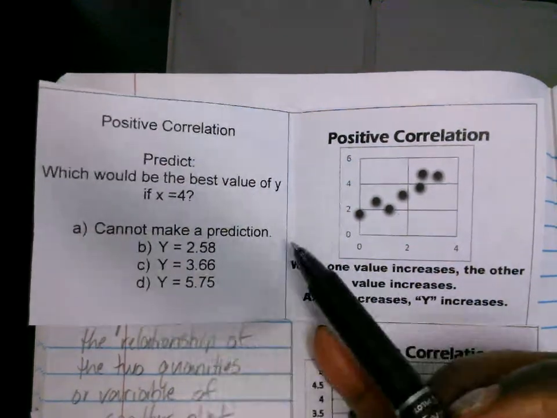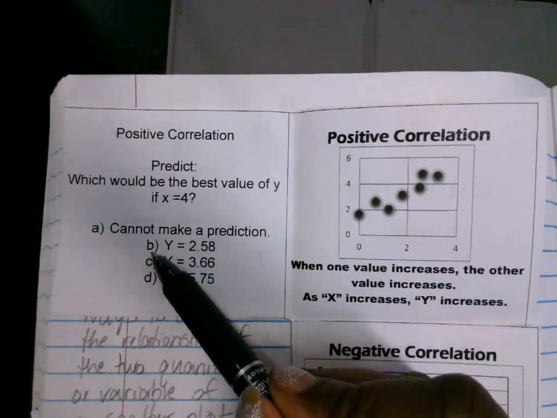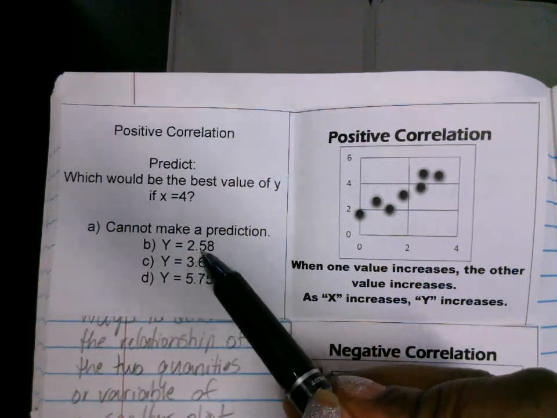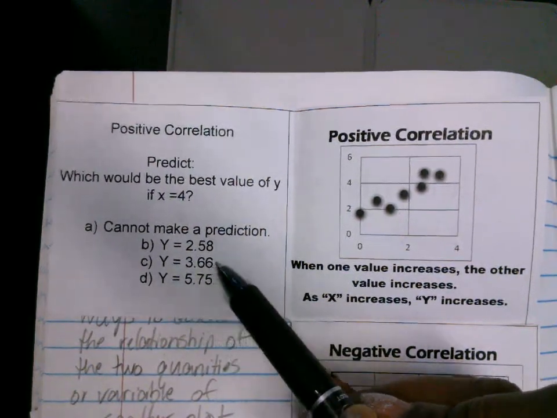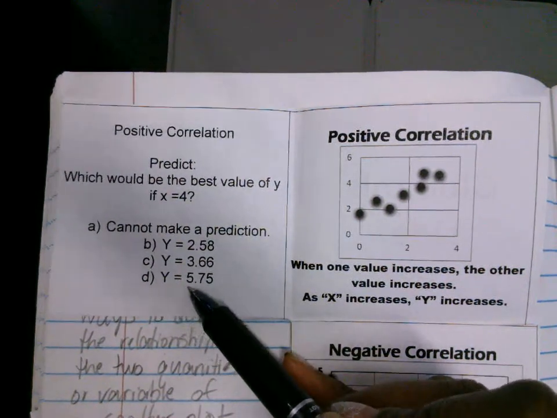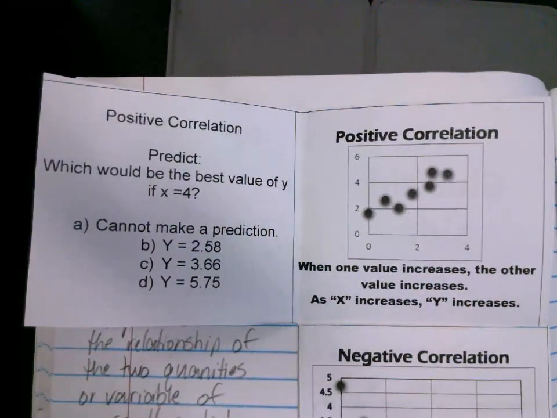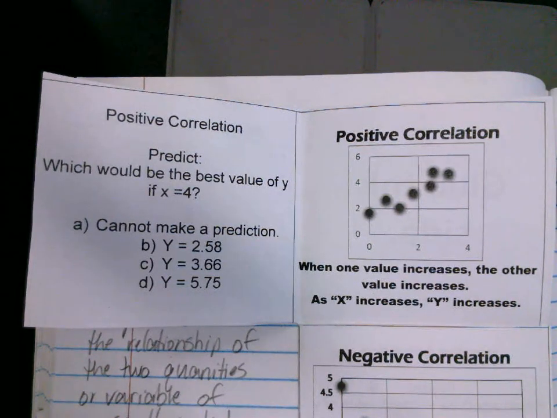Do you think it's A? You can't make a prediction based on the graph. Do you think it's B? That Y would be 2.58 or 2 and 58 hundredths? C, 3 and 66 hundredths? D, 5 and 75 hundredths? All right, raise your hand for A. Raise your hand for B. Okay, one person. Raise your hand for C. 1, 2, 3, 4, 5, 6 people. Raise your hand for D. 1, 2, 3, 4, 5, 6, 7, 8, 9, 10, 11, 12 people.